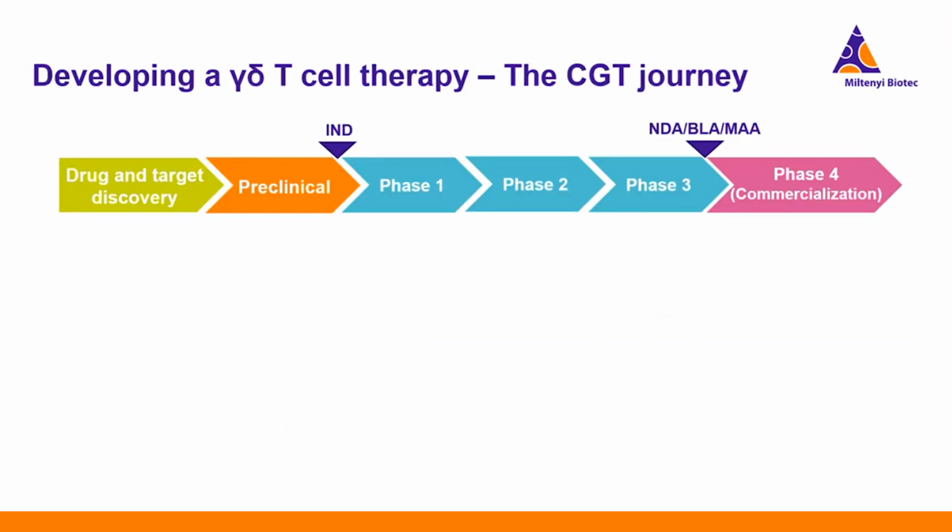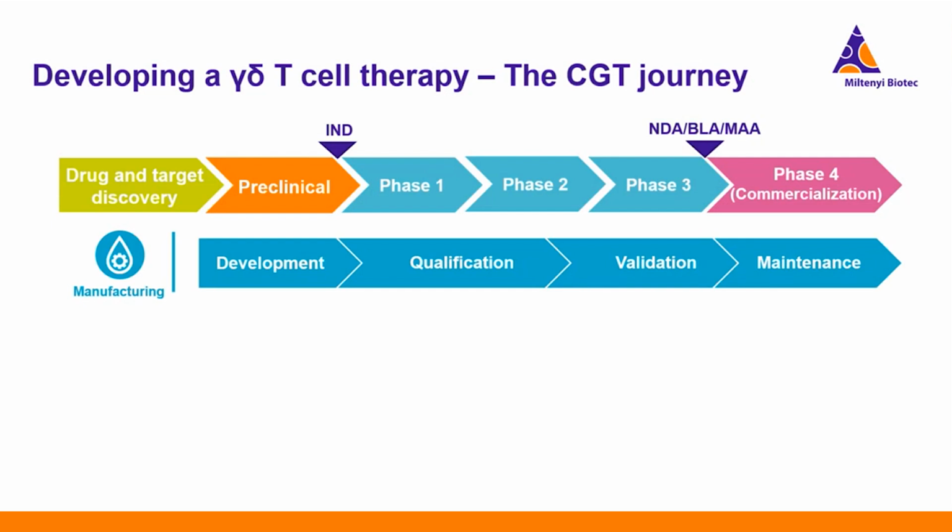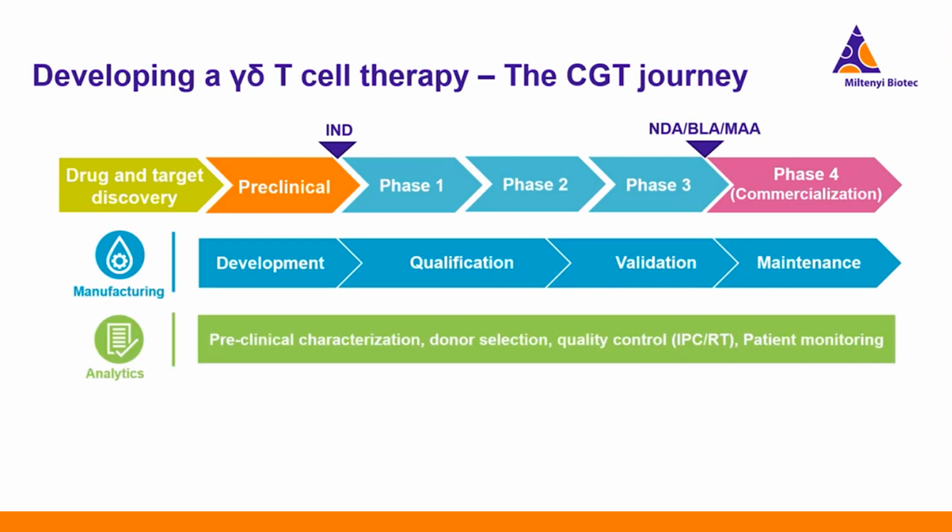So the development of a gamma delta T cell therapy, as now any other cell therapy, is regulated as a drug product. And as you probably know, the journey from the target discovery up to commercialization of cell and gene therapy can be long and involve different phases. And during these phases, the manufacturing as well as the analytical processes are also being shaped and go through all the different stages. So this is just a simplified version of the complexity of the journey.